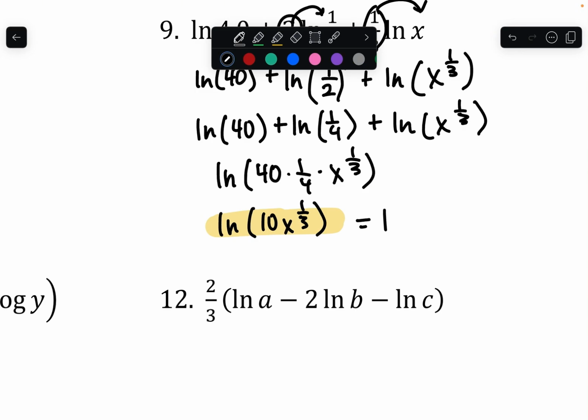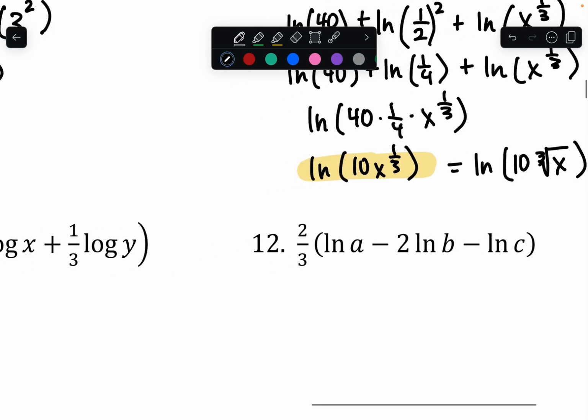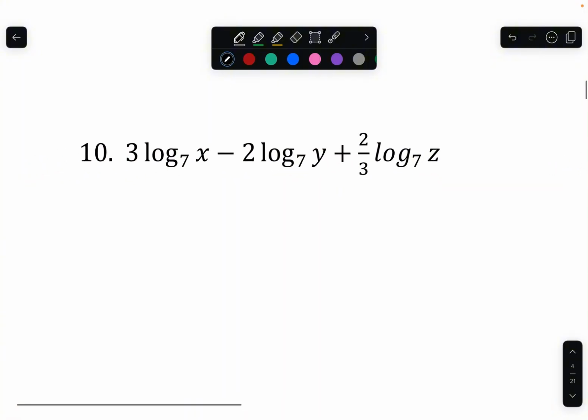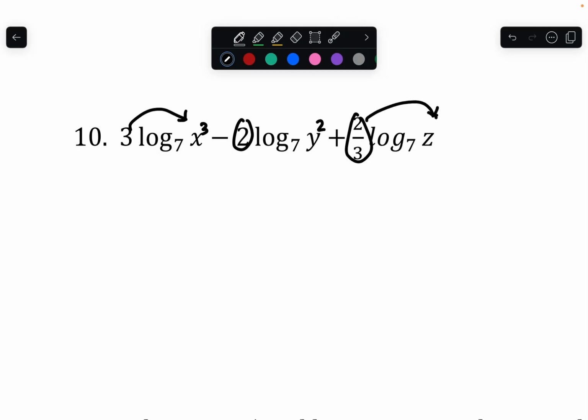If you wanted to, you could convert it to cube root, but typically we stay with exponents because logs and exponents go together. But say if this was like an SAT question, multiple choice, this would be equivalent. And so I wanted to go ahead and write that down. Okay, here, this 3 is the exponent of the x, this 2 is the exponent of the y, this 2/3 is the exponent of the z.